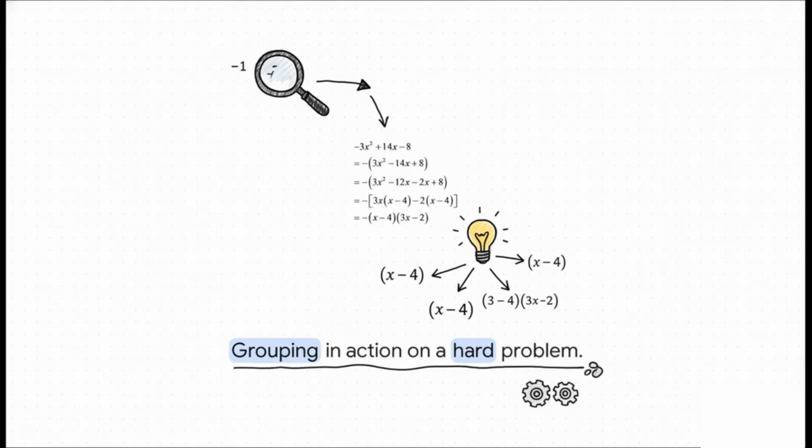Let's see this in action on a slightly tougher problem. Say we have negative 3x squared plus 14x minus 8. Now, a pro tip from our sources, it's a really good idea to pull out a -1 right at the start. It just keeps all the math super clean.